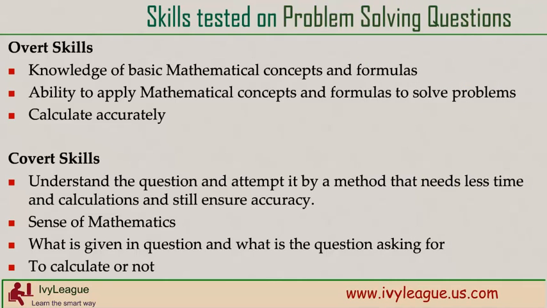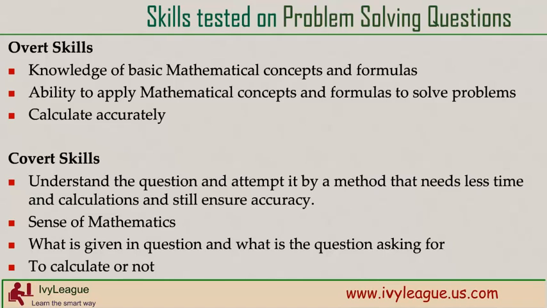Though overt skills, or openly tested skills, on the whole of quantitative reasoning, or for that matter in any mathematics question from school and college exams, remain the same, that you need to have knowledge of basic mathematical concepts and formulas, the ability to apply mathematical concepts and formulas to solve problems, and the ability to calculate accurately and arrive at the perfect answer. Still, there are some covert skills or hidden skills being tested.